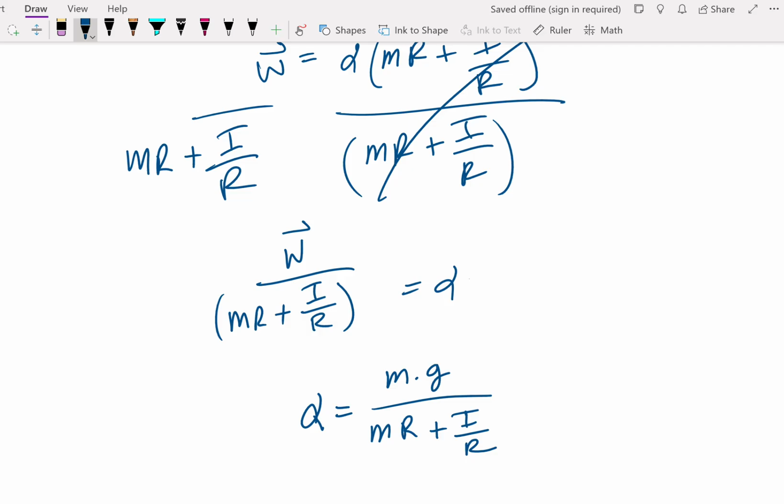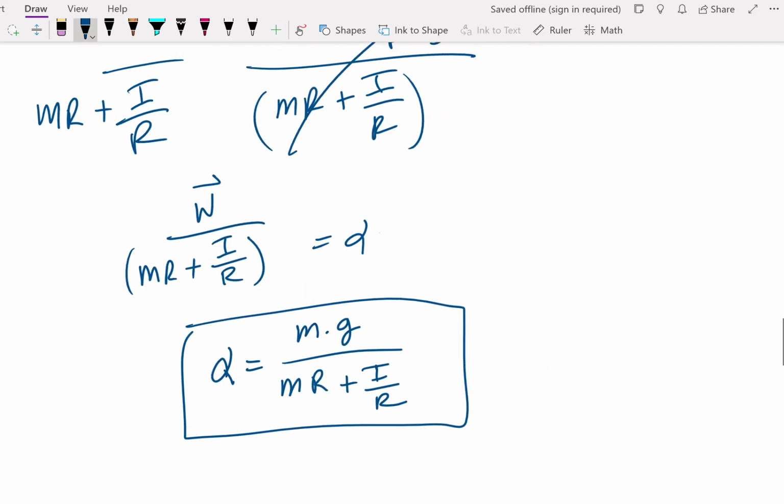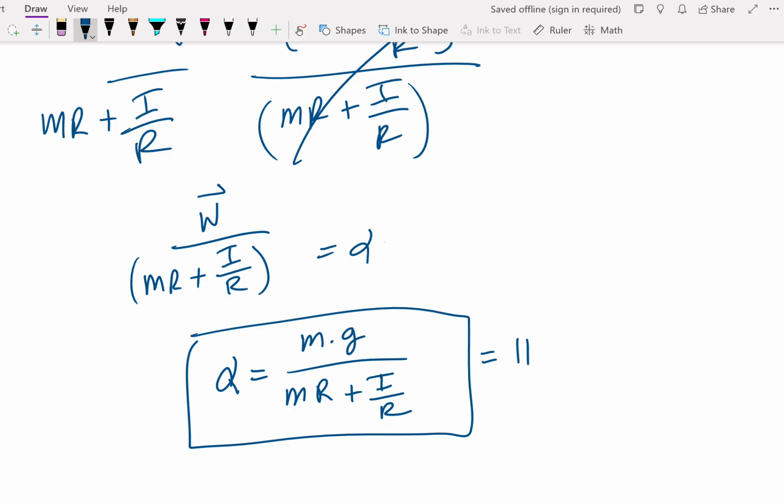And now all I have to do is plug in my numbers, and my result is 11.76 rads per second squared. I'm going to let you guys plug in the numbers and check your answer.